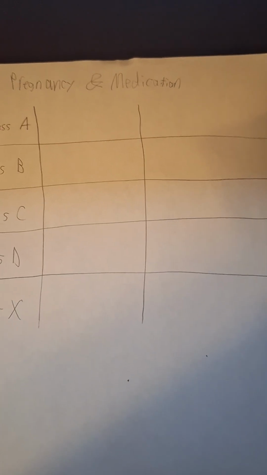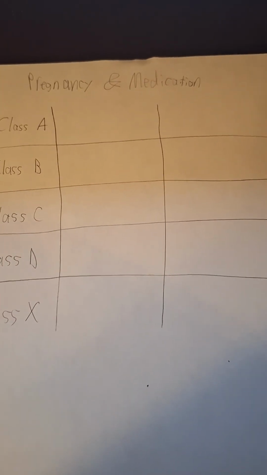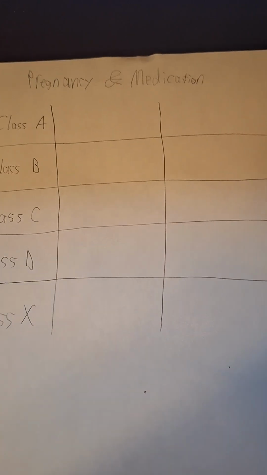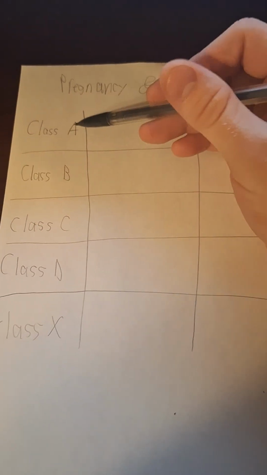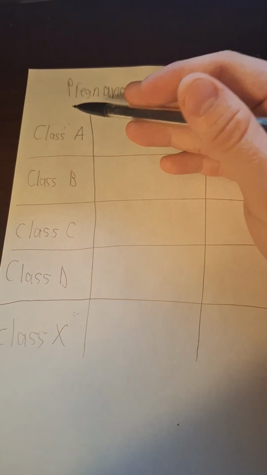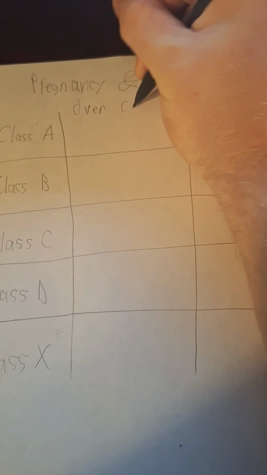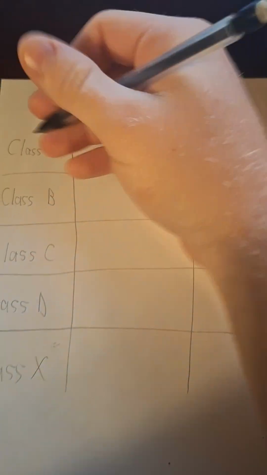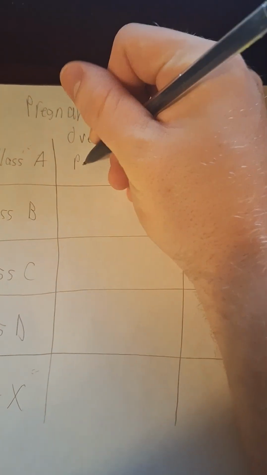So here I've got a little bit of a chart. I'm going to go through some of the things that are safe and not safe. So it literally goes from top to bottom, safest to deadliest for the fetus and potentially for the mother. Category A is going to be your safest. It's going to be a lot of your over-the-counter drugs. Now, not all over-the-counter drugs are safe, but think of your prenatal vitamins, vitamin B6, things of that nature.